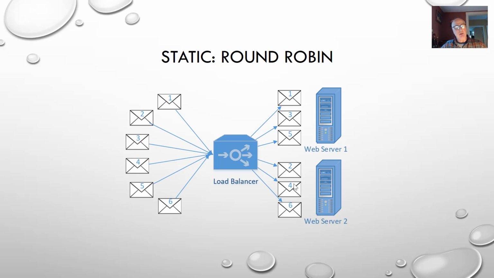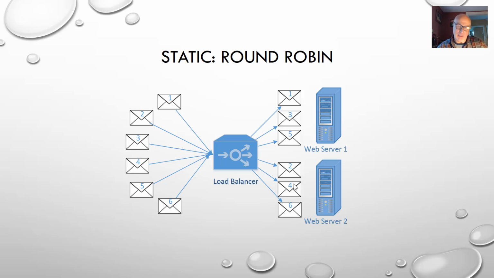So there are different algorithms that determine, when an incoming request hits a load balancer, which web server it should send it to. You could do a static round robin, so that the load balancer receives request 1 coming in and sends it out to server 1. Request 2 comes in, and it forwards it to server 2.